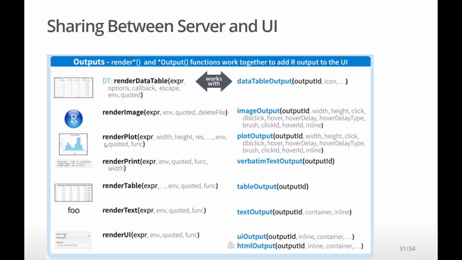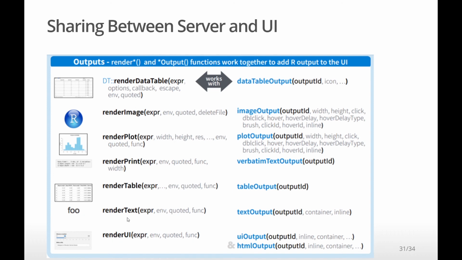There's an image. You can render a plot. You can render print, a very basic way to just print out things. Render table, which again I wouldn't use. I would just use render data table. You can just render text, and then you can render UI, which is a very fancy way to do things, and we'll look at doing that a little bit later.